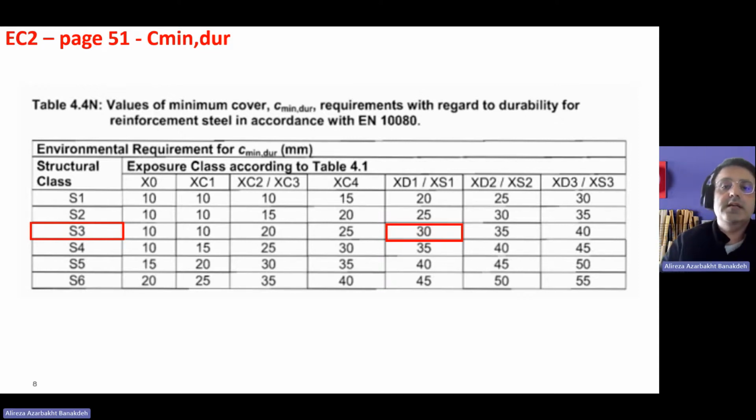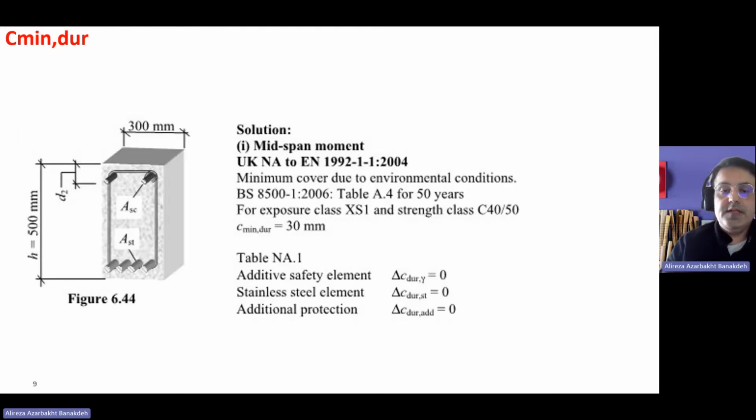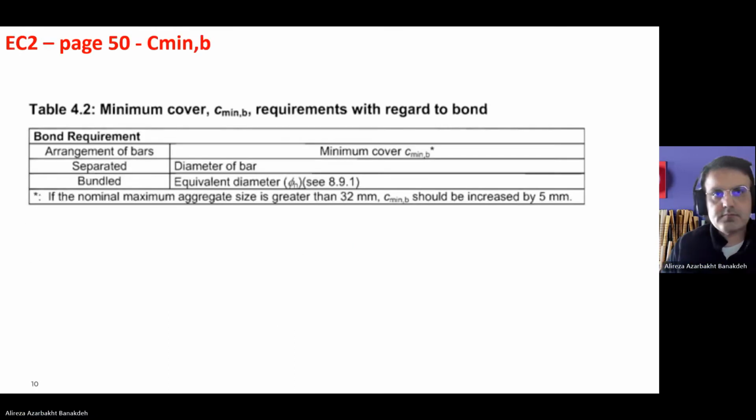Anyway, here, based on the structural class and exposure class, we see that the Cmin,dur is equal to 30 millimeter. So this is our fourth parameter, and we go for the next one. The next parameter, the fifth parameter, is Cmin,b. You can find it on page 50 again in Eurocode. Table 4.2 gives you the minimum cover, Cmin,b.